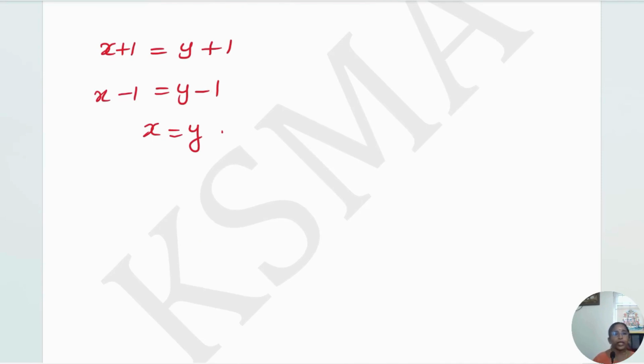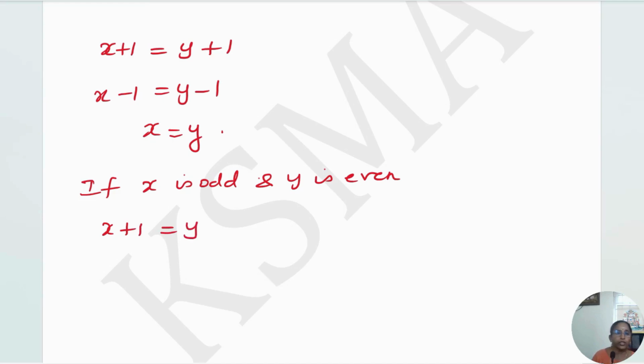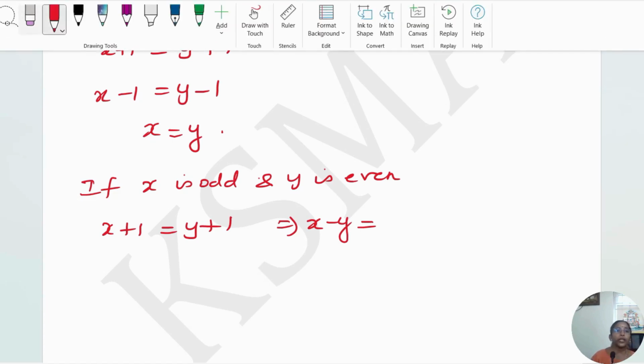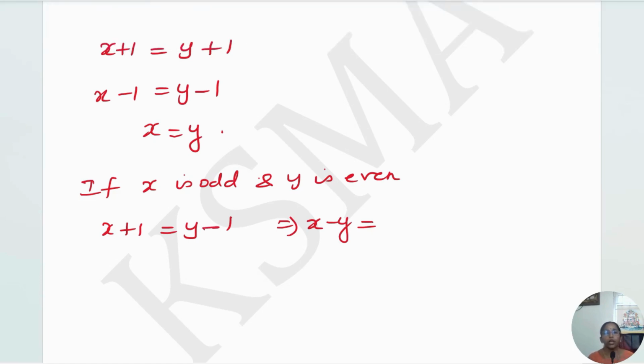But if you consider your data, if one is odd and the other one is even, if x is odd and y is even, or in the reverse also, y is odd and x is even. So in that case also you can have your data x plus 1 is equal to y minus 1. So x minus y is equal to minus 2 in this case.